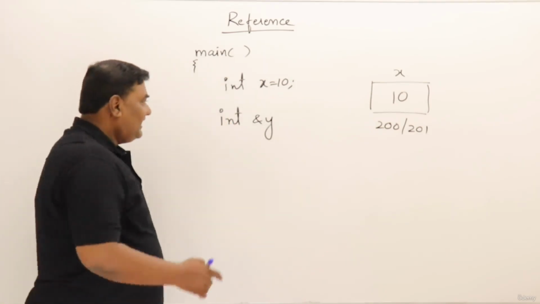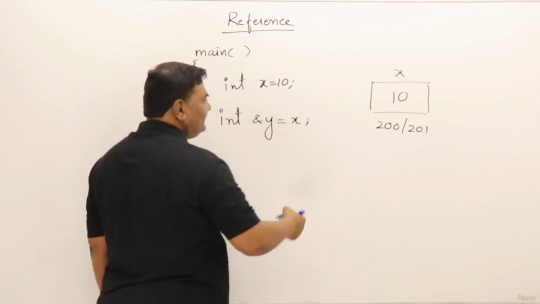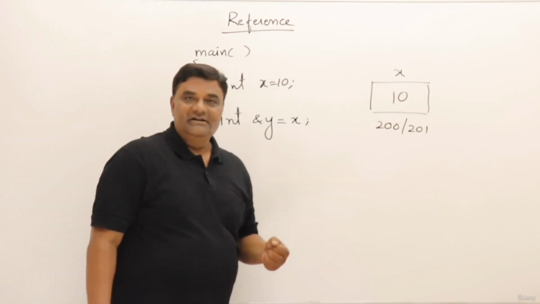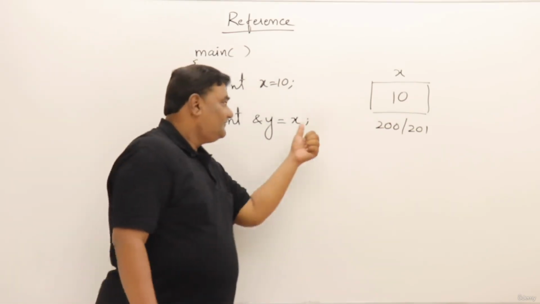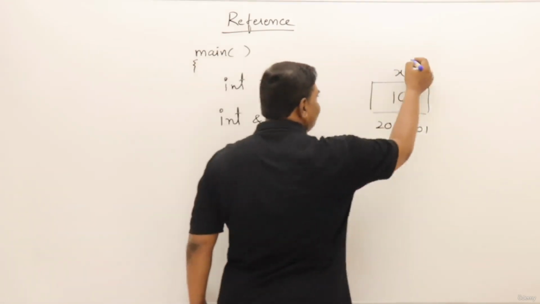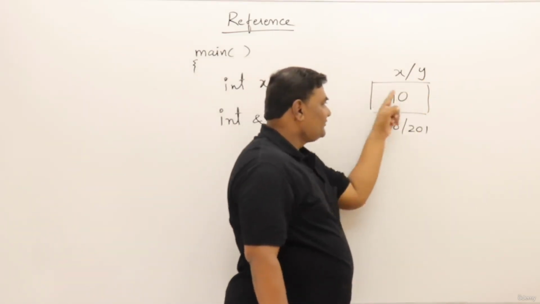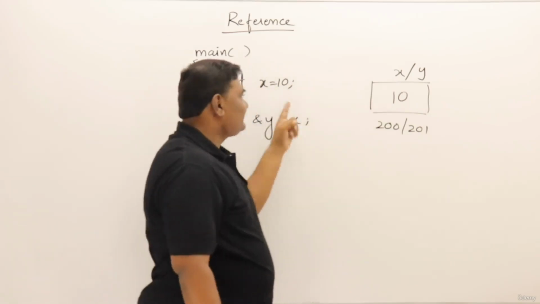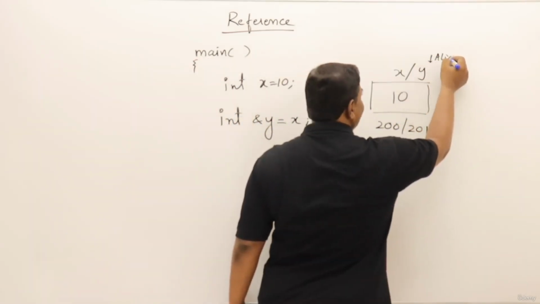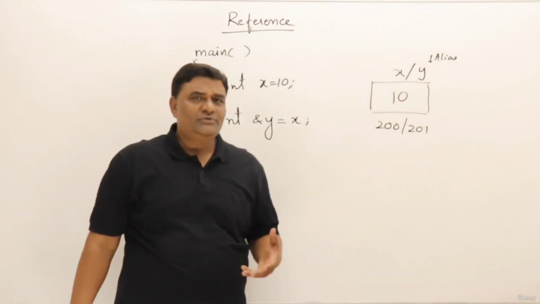This is a reference. And whenever you declare a reference, you must initialize it at that time only. You must initialize. So what is this reference? A reference is nothing but a nickname of this variable, alias of this variable. So this is just another name. So the same memory 200, this location which we were calling x, now you can also call it y. So this is an alias or nickname of variable x.